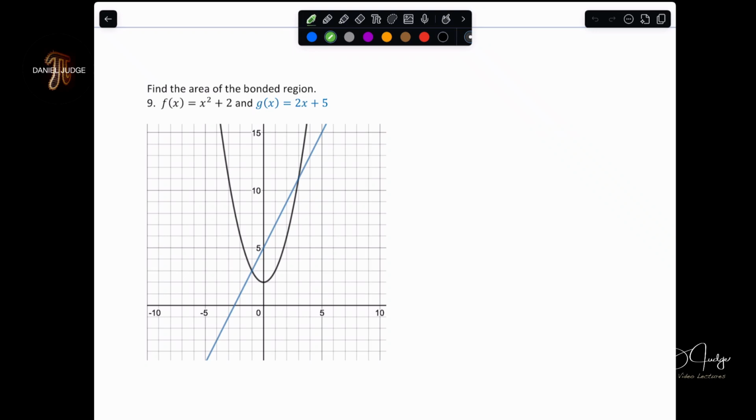Okay, ladies and gentlemen, we're going to continue here with area between curves. Let's just make sure our audio is on. We're gonna do some more of these questions. How about like 9? Well, we're gonna continue.